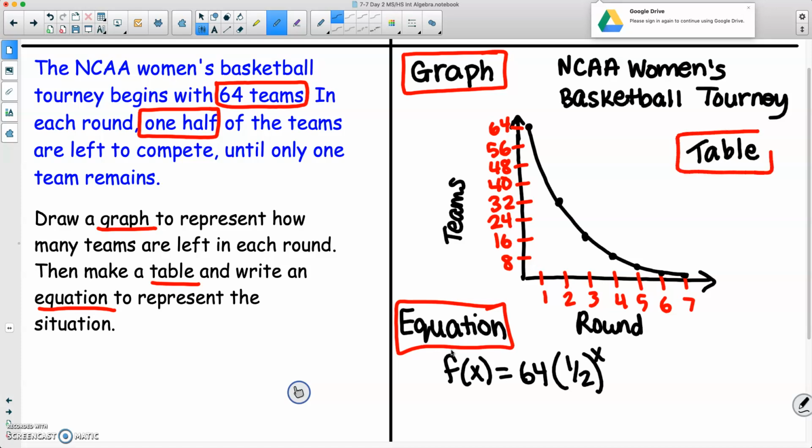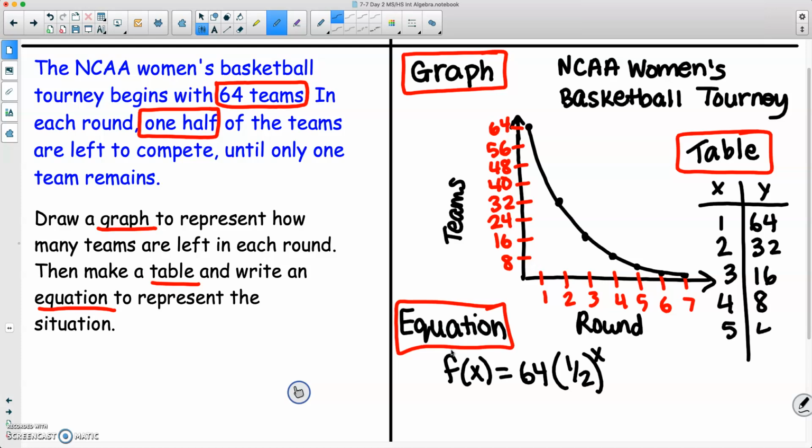So for my table, I'm just going to take the values from my graph, and I could put the labels rounds and teams, or I can just go with x and y. So at the beginning of round 1, 64. Beginning of round 2, 32, 3, 16, 4, 8, 5, 4, 6, 2, and then 7. You know, there isn't really a 7th round. There's only one team remaining, but they're the champion. Okay.